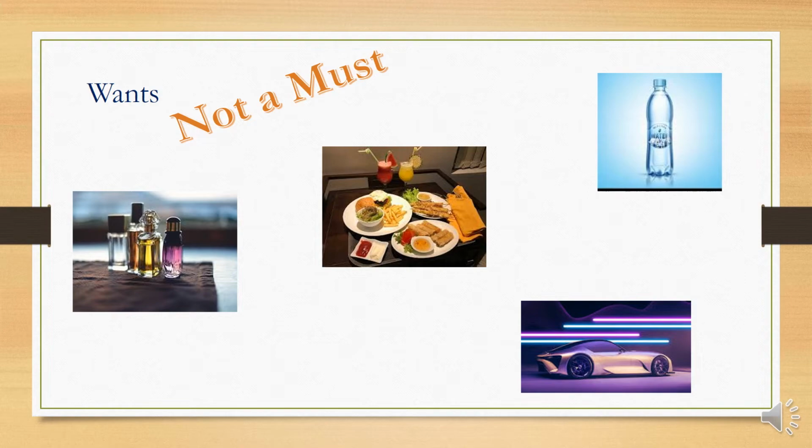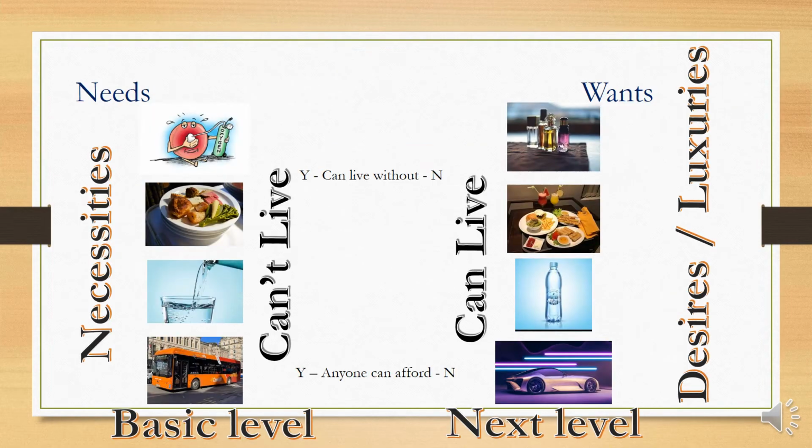And these, the wants and the needs, have a major difference. The necessities are called needs, and we can't live without these. This is the basic level of life. If the foundation of life is not there, how would we stand our life? Then the next level is the level of desires and luxuries. And yes, we can live without these wants, the next level things.